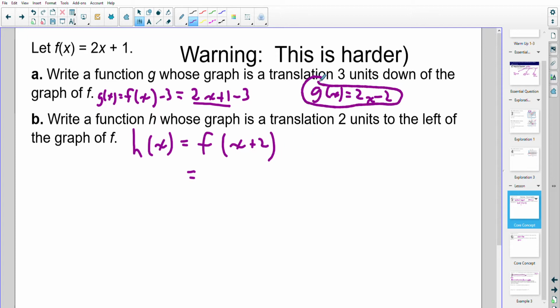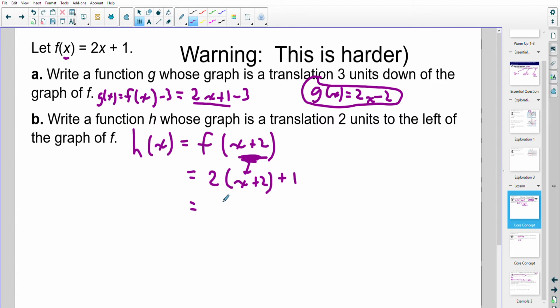The next problem is where we're going to have 2 units to the left of the graph f of x. Now, 2 units to the left means you're going to be adding 2 to your x on your f of x. So that means that when you go back to this f of x, you're actually substituting this x plus 2 into your x. Wherever there's an x, you're going to substitute that x plus 2 into it. So it's 2 times x plus 2, and then copy down the rest of it, plus 1.